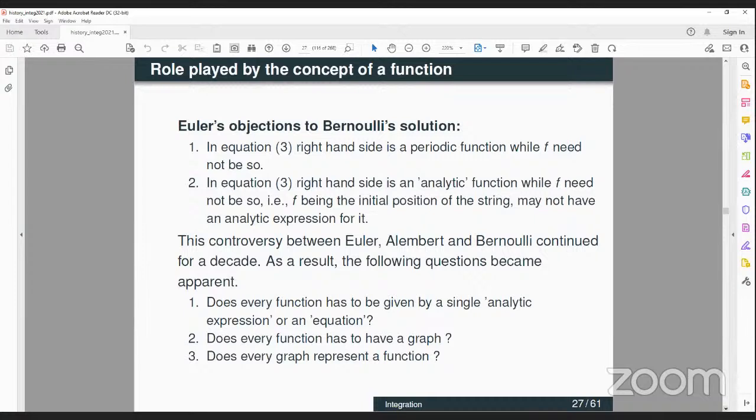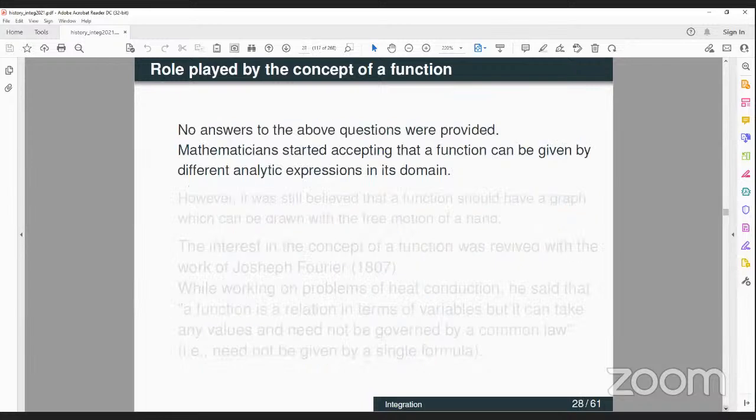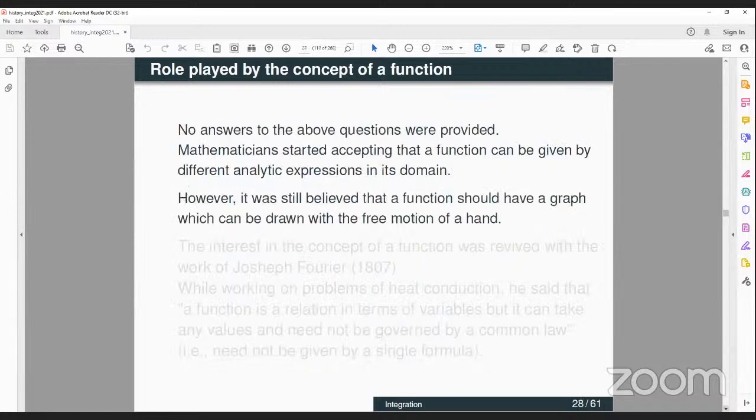So the relation between a function, what is a function, what is its graph, and for a given graph, what is the function? These things came to the surface, and no answers were available immediately. However, slowly it was believed, and it is still believed, that a function should have a graph at that time.